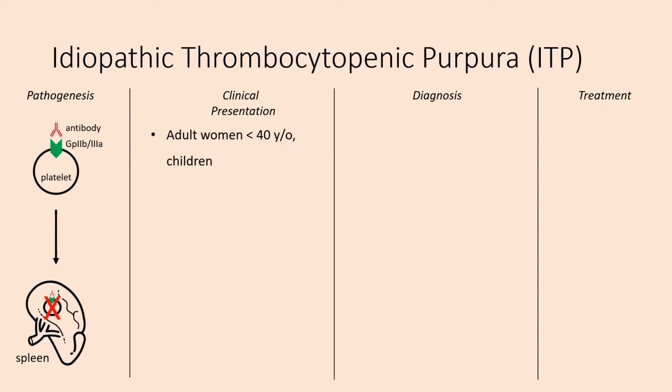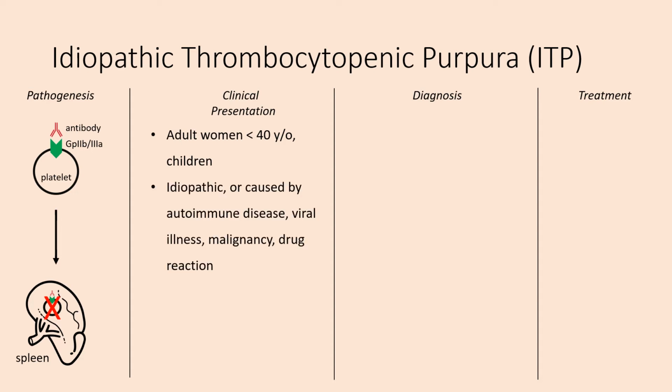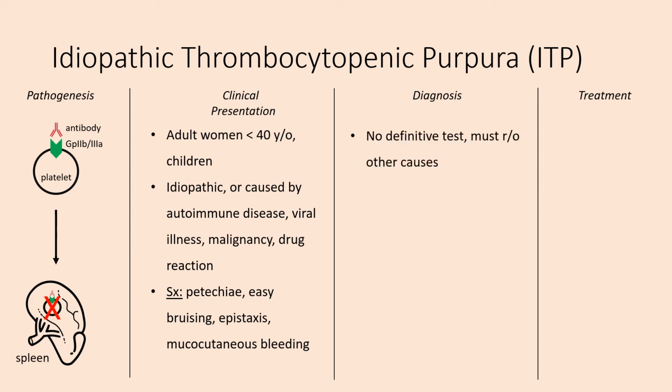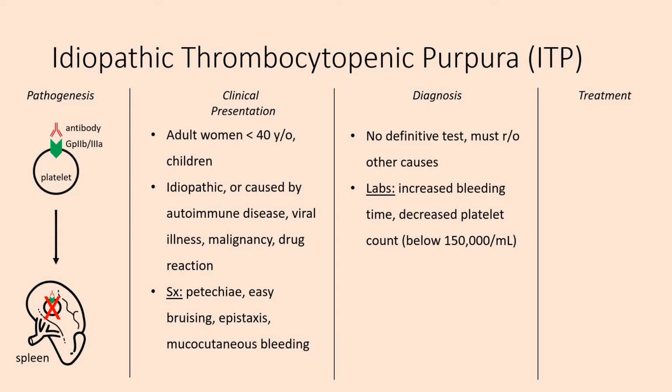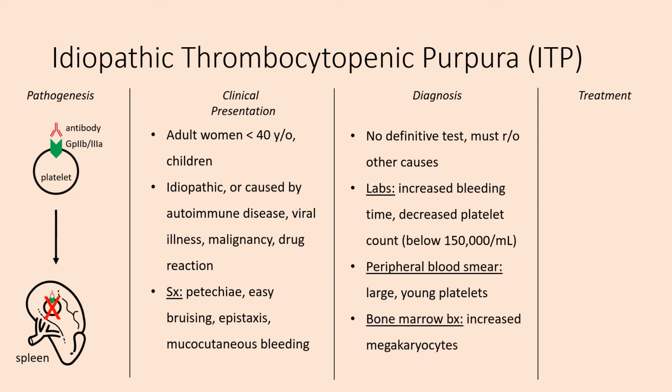Clinically, ITP is most common in young adult women younger than 40 or children younger than 10. ITP can be idiopathic, or it may be caused by an autoimmune disorder, recent viral illness, malignancy, particularly a lymphoid malignancy, or a drug reaction. Patients will present with petechia, easy bruising, epistaxis, and mucocutaneous bleeding. There is no definitive test to diagnose ITP, so other causes must be ruled out. Labs will show increased bleeding time and a decreased platelet count. Peripheral blood smear will show large, young platelets, and bone marrow biopsy will show increased megakaryocytes.